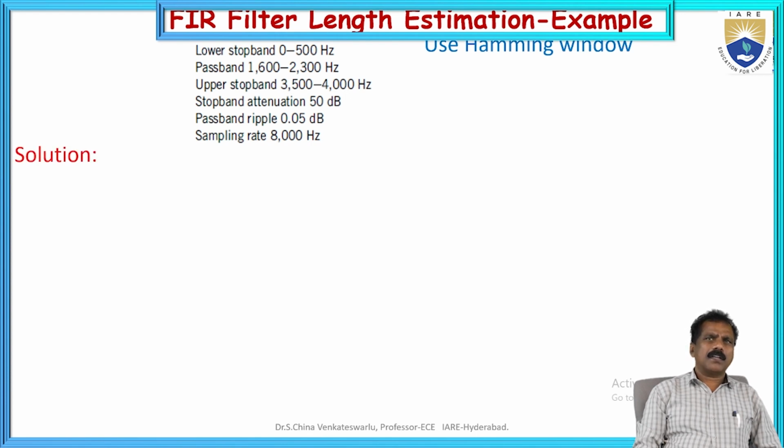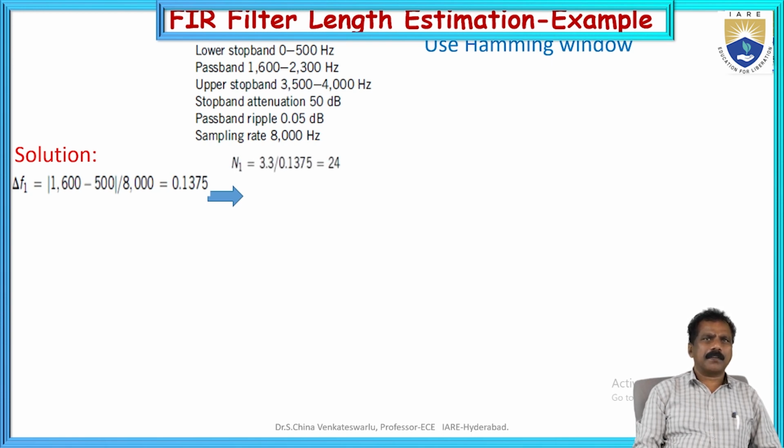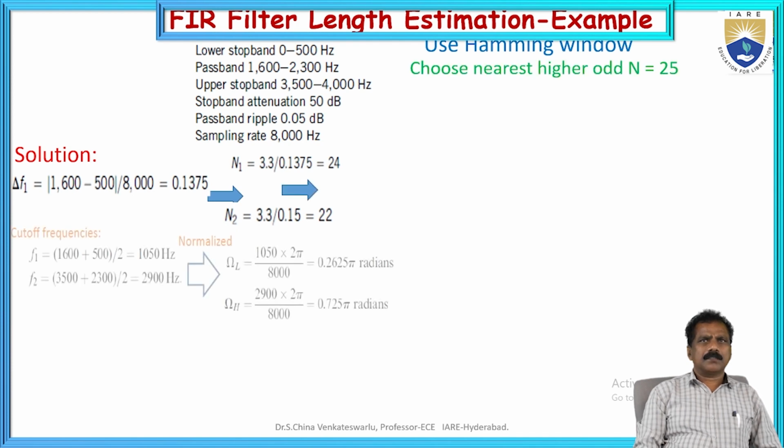So we are solving this type of estimation. For this, ΔF1 is equal to 1500, using the given data to calculate. After that, N1 is equal to 3.3/0.137, about 24. N2 is also 0.15 with this. So use the Hamming window, and choose the nearest higher order N equal to 25.